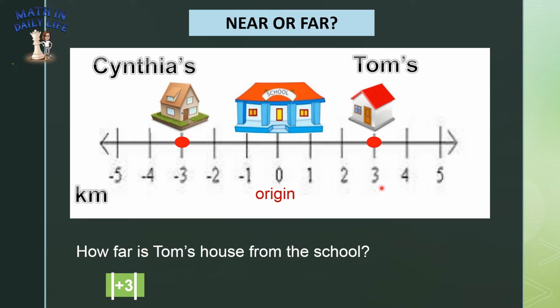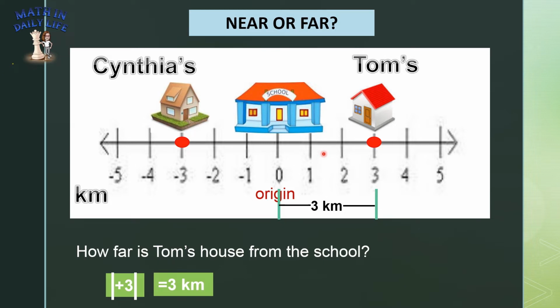So, now let's count again the distance. Let's determine the distance from the point of origin, which is the school, to the point where Tom's house is located. Let's count in either direction. Let's start counting from the school. That's 1, 2, 3. And if we count from Tom's house to the school, that's 1, 2, 3. So again, in either direction, you will get 3 kilometers. That's the distance of Tom's house from the school, 3 kilometers.